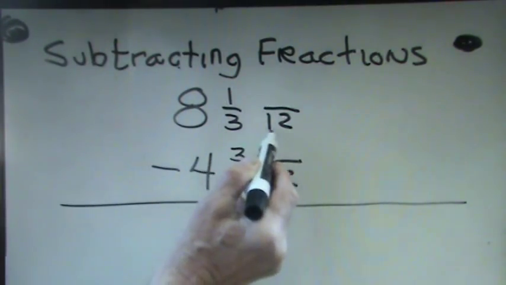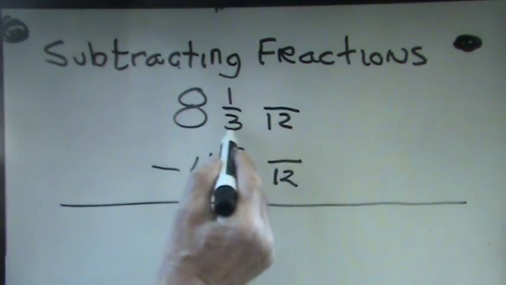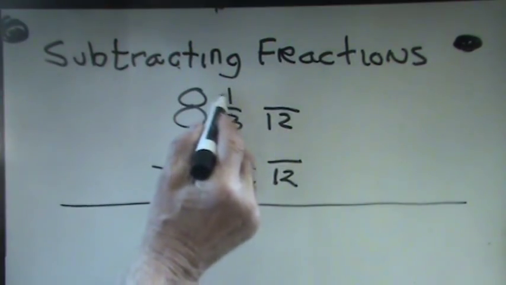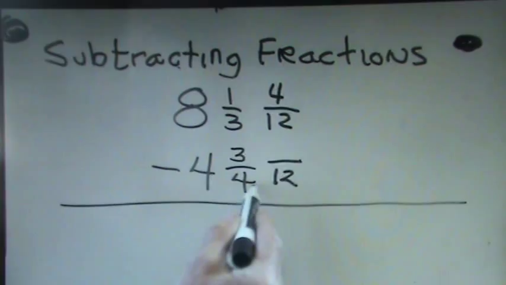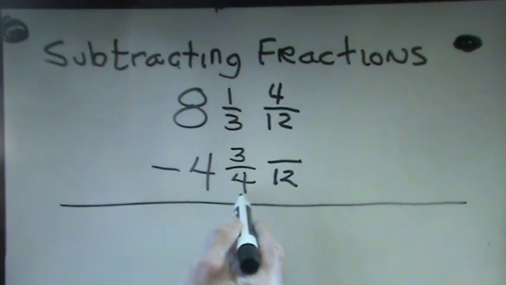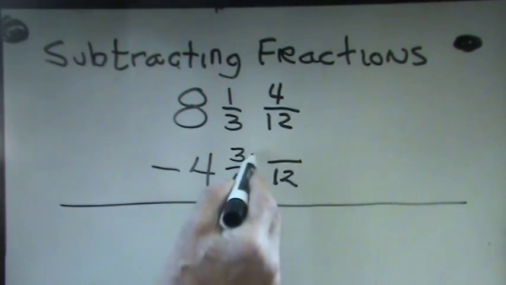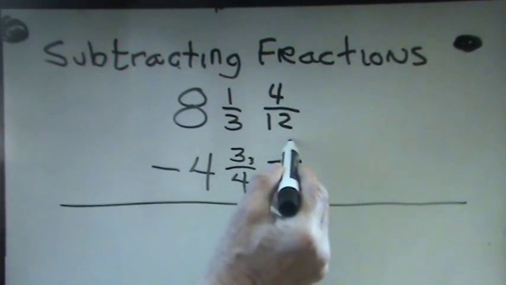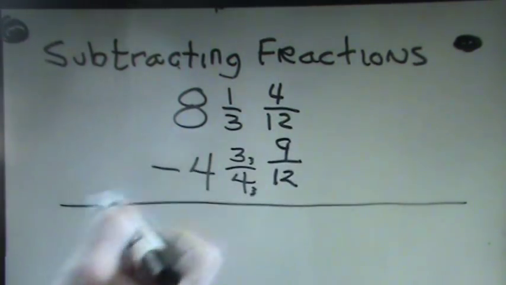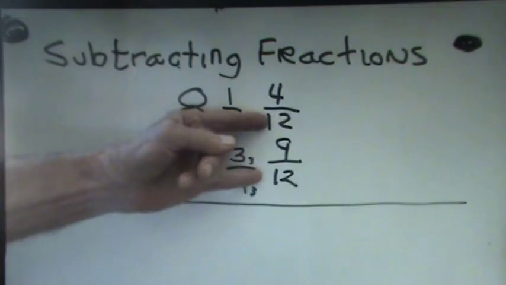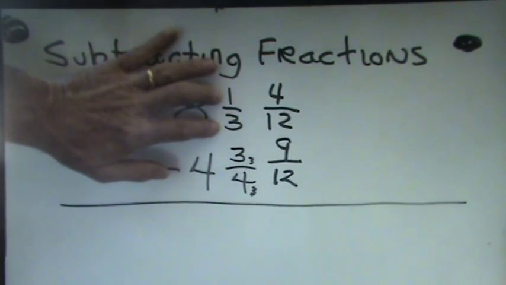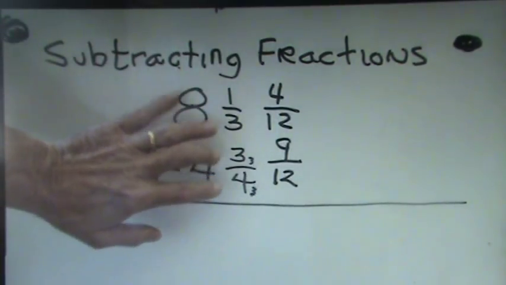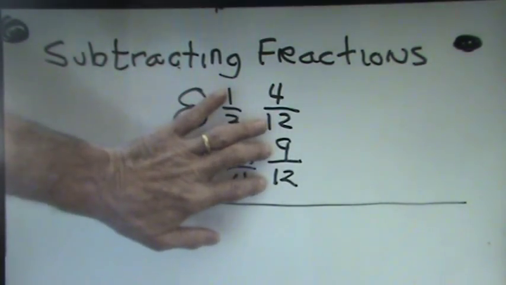3 times what number gives me 12? Well, 3 times 4 gives me 12, so 1 times 4 gives me 4. 4 times what number gives me 12? 4 times 3 gives me 12, so then we multiply 3 times 3 gives me 9. Okay, now I have both denominators in 12ths. I have renamed 1/3 to its higher name 4/12, and I've renamed 3/4 to its higher name 9/12.